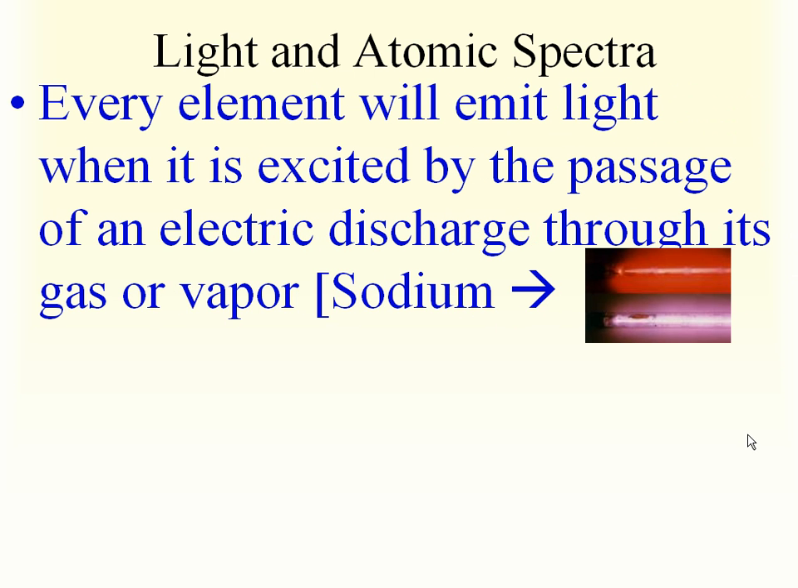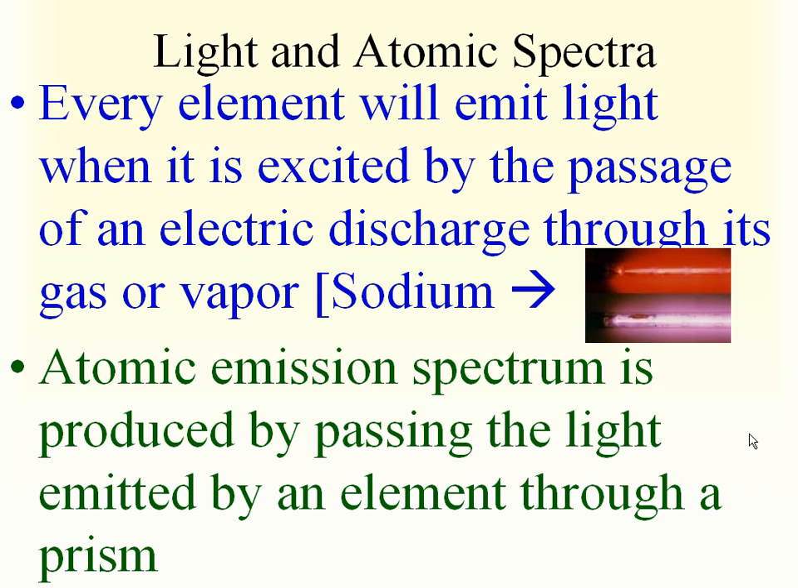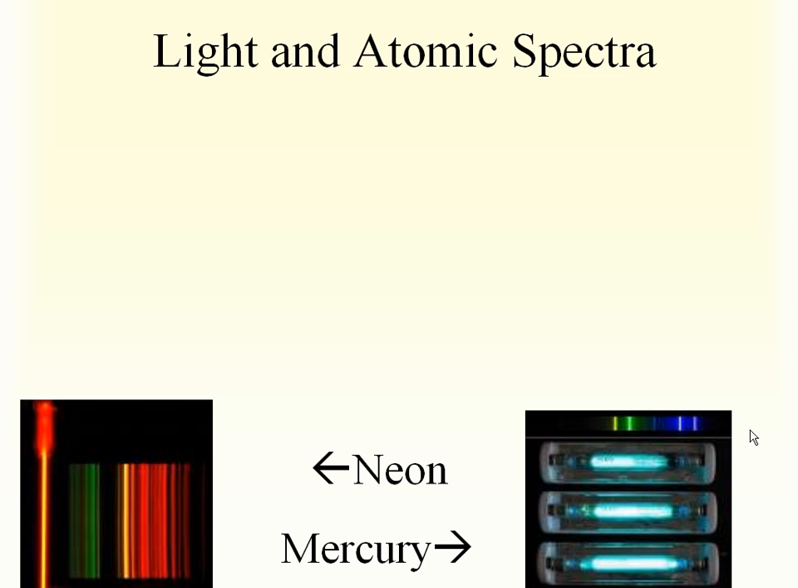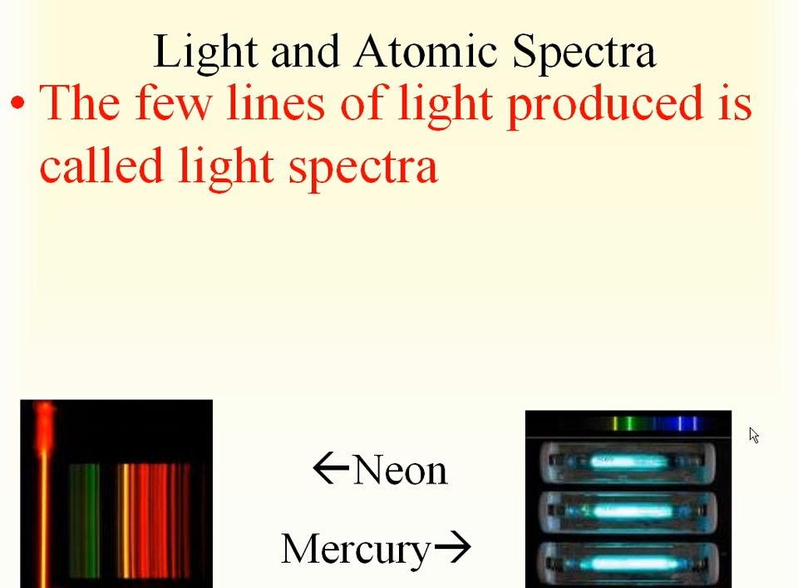Every element will emit light when it is excited by the passage of electric discharge through its gas or vapor. Here's an example of sodium. The atomic emission spectrum is produced by passing the light emitted by an element through a prism. The few lines of light produced is called the light spectrum.